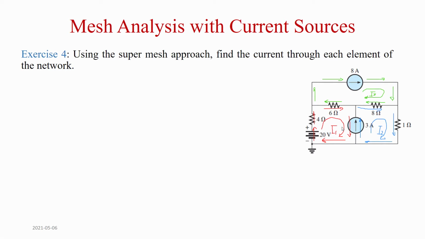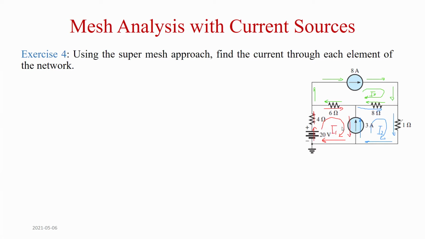How many mesh currents are going through the 6 ohm resistance? 2. The red is in this direction, the green is in this direction. So it's the mesh current I1 and the mesh current I3. When we combine them, we get the current in the 6 ohm resistance. Is this okay, that you can see how many currents are going in every element in the network?